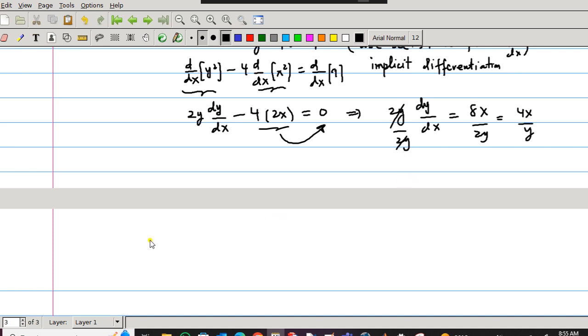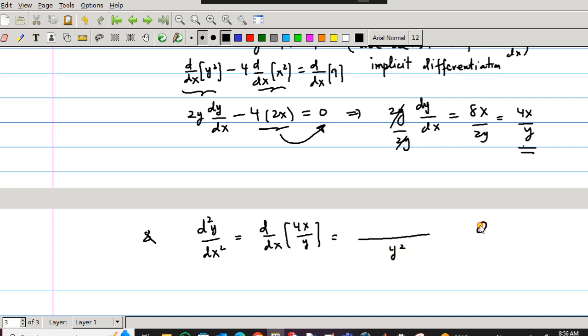Now for the second derivative, d2y by dx square will be the derivative of the first derivative, the answer. What is the answer? 4x by y. Now you see, there are two functions here, and I have to differentiate this one more time with respect to x. So I will need the quotient rule. Now this quotient rule was in chapter 2, and that is also coming with us.